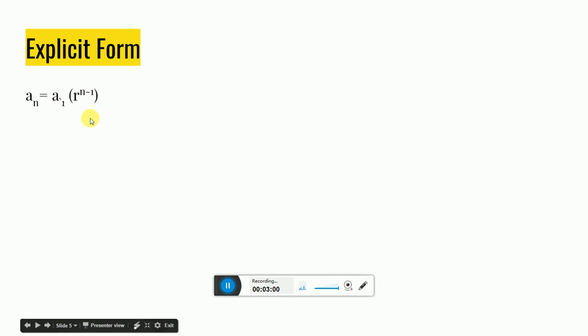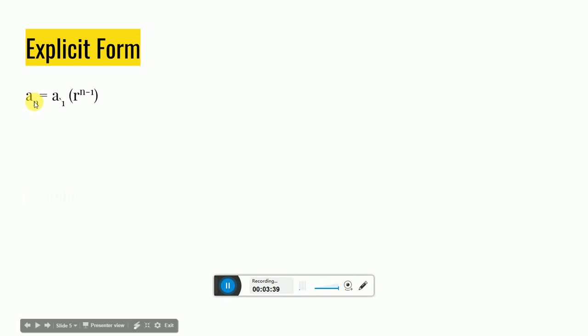But one thing I want us to get from here is that in our explicit form, we simply look at a sub 1, and instead of adding d as we did with an arithmetic sequence, we're going to continue to multiply by r. So just as we know multiplication represents repeated addition, we know that using exponents represents repeated multiplication. So we end up with an expression that's an exponential function. Again, this is our formula: a sub n equals a sub 1 times r raised to the n minus 1. That is our explicit formula to find a term in a geometric sequence.